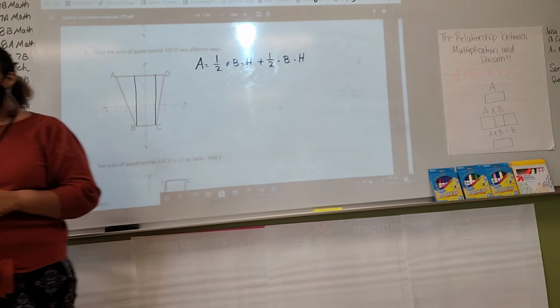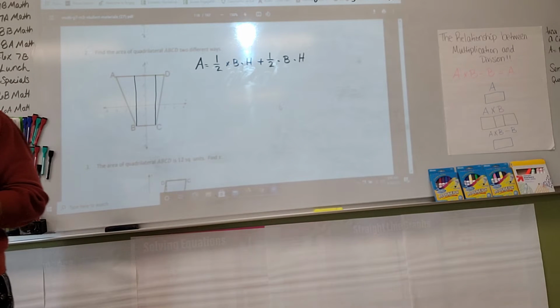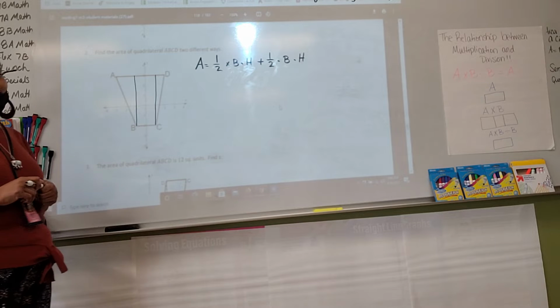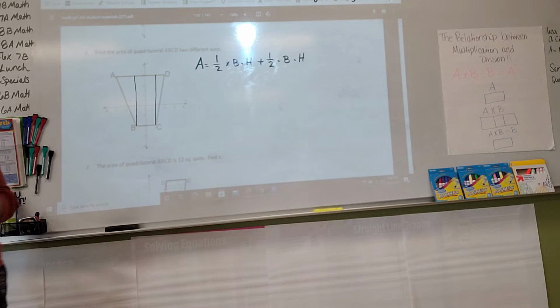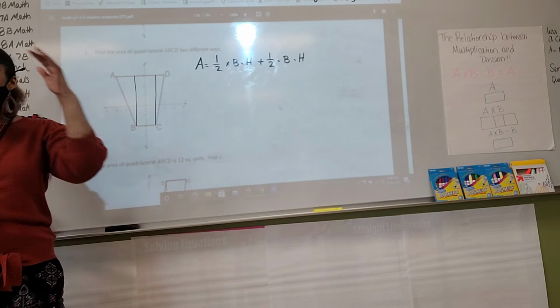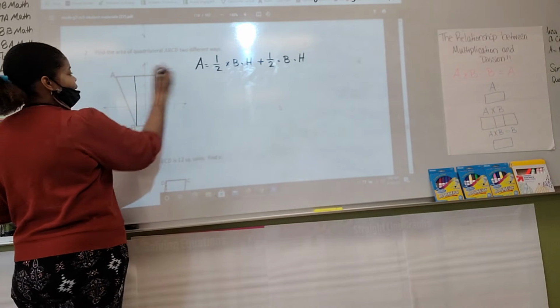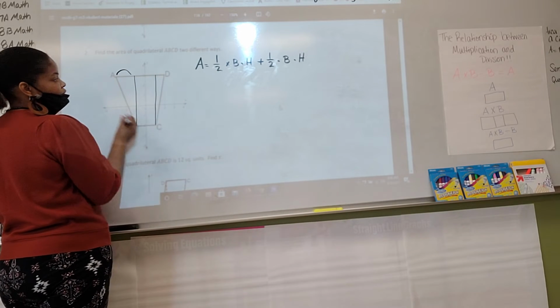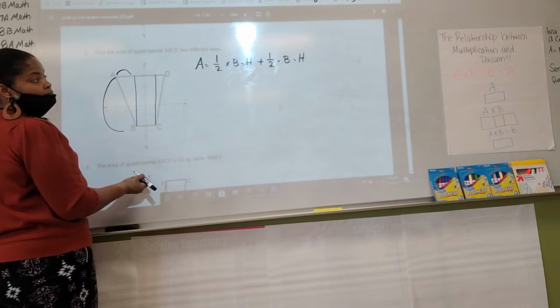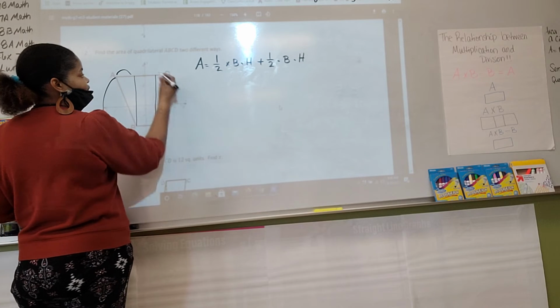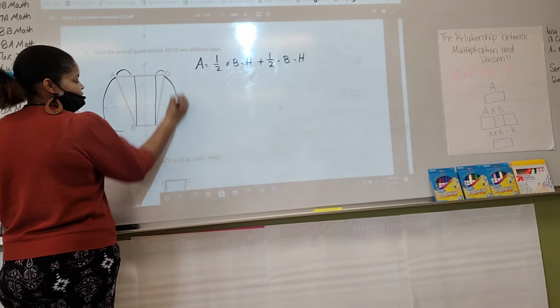That's confusing. Give me your paper. I think I got it. I don't. That's confusing. Exactly. Let me point to it again. So look at what I'm pointing at. Half times the base of this one and the height of this one. And then plus half times the base of this one and the height of this one.